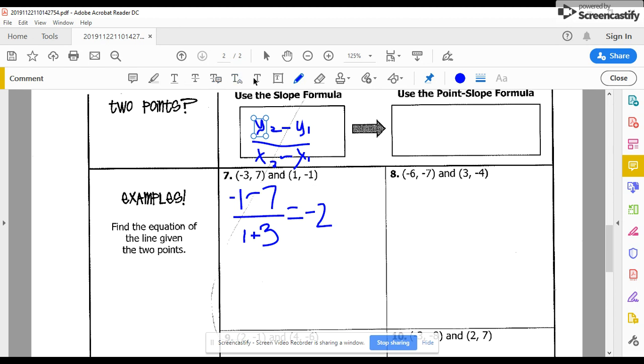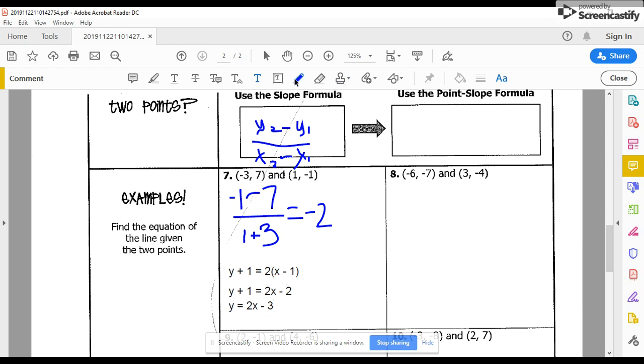And then, like in the last method, it doesn't matter which point you pick. I'm just going to pick the second point. So the point slope formula is y minus a negative 1, which is y plus 1, equals our slope, which we found was negative 2, parenthesis x minus 1. So it doesn't matter which point you pick, but you have to pick both of the numbers from the same point. Distributing gets us y plus 1 equals negative 2x plus 2. And then subtracting 1 is y equals negative 2x plus 1.